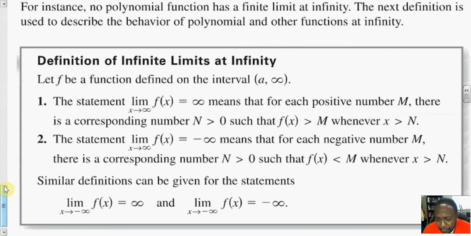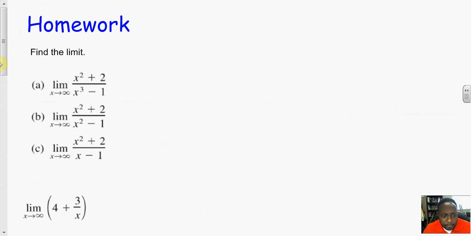Typically, though not all the time, we have the limit equal to infinity when you want to examine what happens at the vertical asymptote. Sometimes that is the case. Here, as x approaches infinity, you get something a little bit different. So let's look at some problems and see if we can make some sense out of it. Here, find the limit.